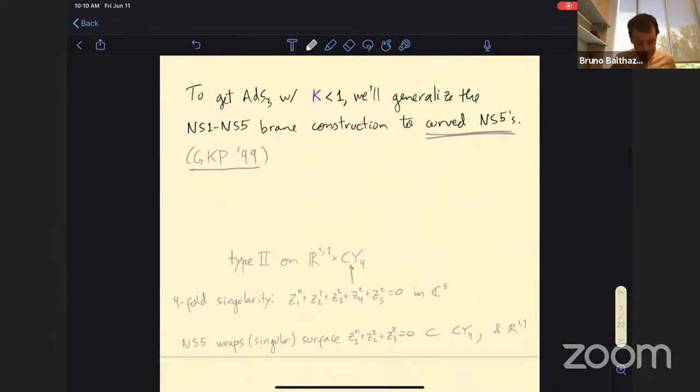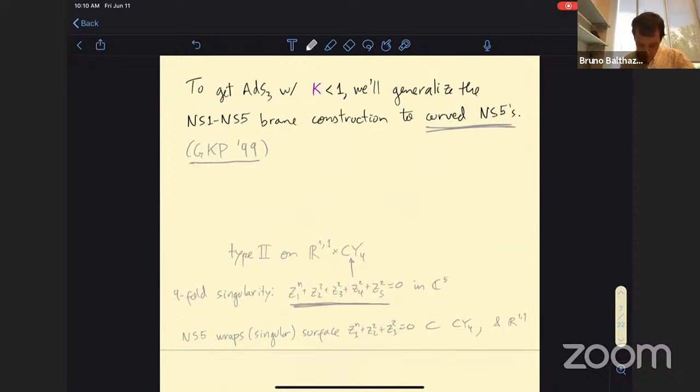So how does this work? Okay, so we start with type II on R^{1,1} cross a Calabi-Yau fourfold, where this Calabi-Yau fourfold takes the form of this equation in the 5-dimensional complex space. We take an NS5 that wraps the singular surface defined by this inside this Calabi-Yau fourfold, as well as the R^{1,1} directions.